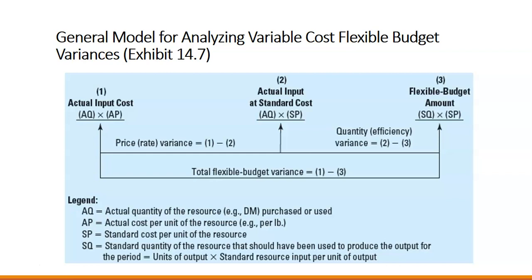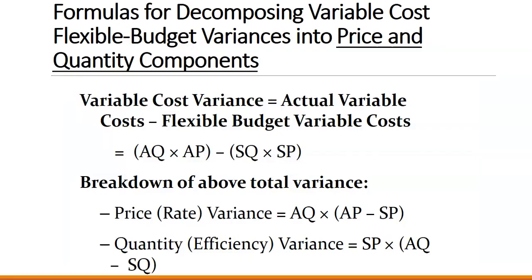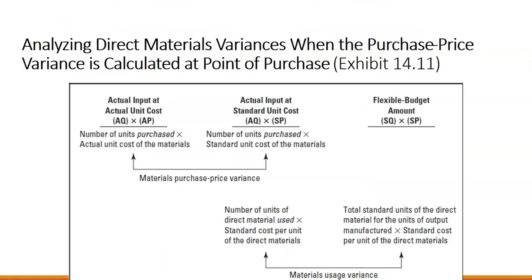So we would have a direct material price variance and then a direct material quantity variance, or a direct labor rate variance and a direct labor efficiency variance. We're going to look at each one of those variances broken down even further. So those formulas between our different costs are just shown differently here. So the price rate variance is actual quantity times actual price minus standard price, and our quantity or efficiency variance is standard price times actual quantity minus standard quantity.